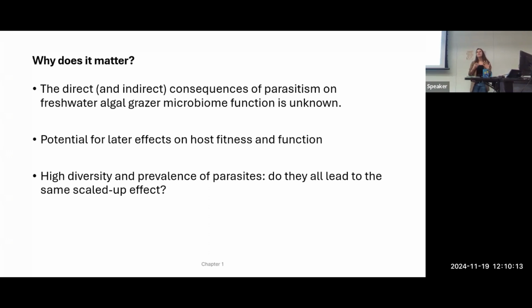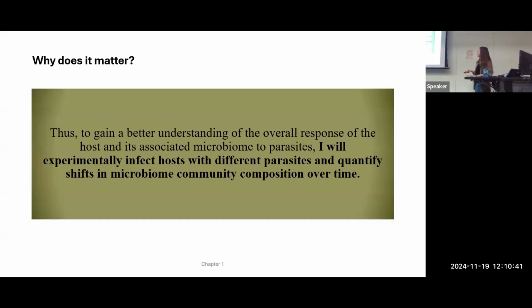Well, first of all, the direct and even indirect consequences of parasitism on Daphnia microbiome function is basically unknown. There are potential effects for this later affecting the host's greater role within the ecosystem, hypothetically maybe increasing the chance of population crash. And because there's such a high diversity and prevalence of parasites in these natural systems, it would be nice to know, do they all lead to the same generalized scaled up effect? So thus to gain a better understanding of the overall response of the host and associated microbiome to parasites, I will experimentally infect my host with different parasites and then quantify the shifts in microbiome community composition over time.